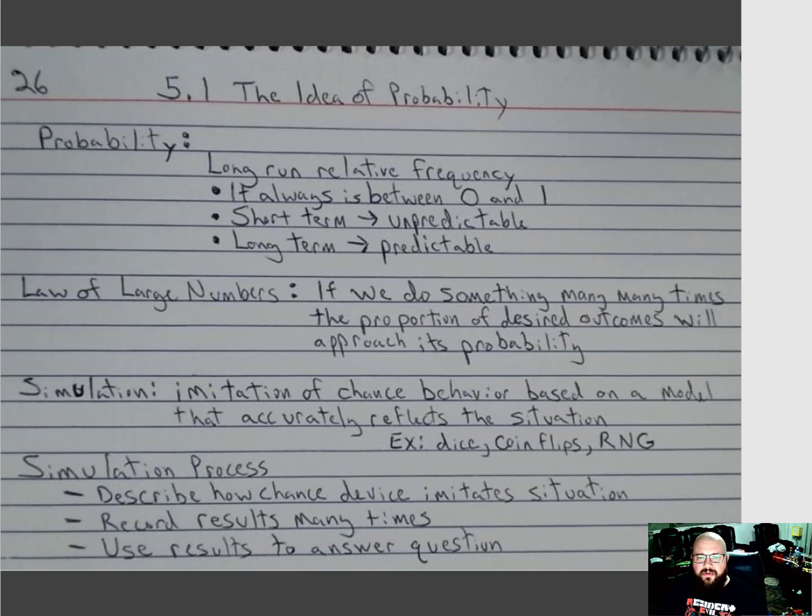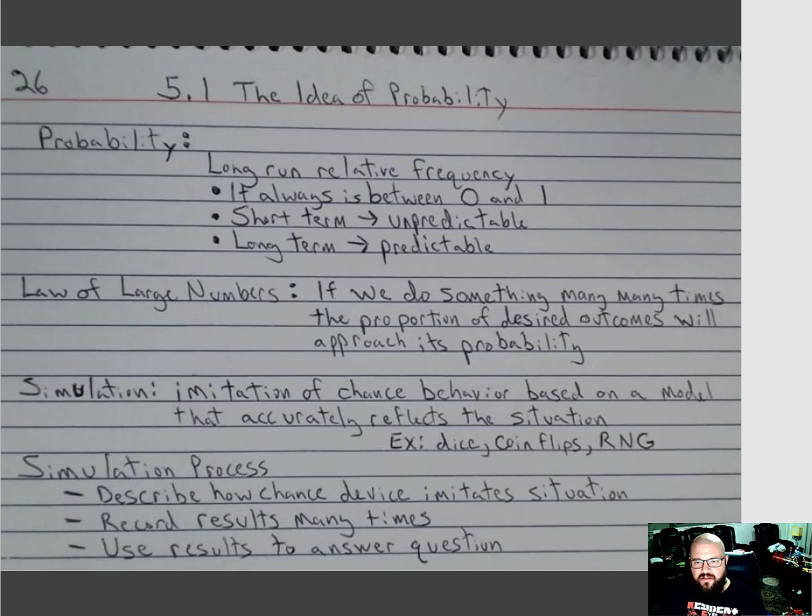In which case, then we'll jump into the law of large numbers, which is definitely a key thing to really remember. If we do something many, many times, the proportion of desired outcomes will approach its probability. That's the law of large numbers. So many, many times. That'll come into play quite a bit. You'll see questions referring to that.